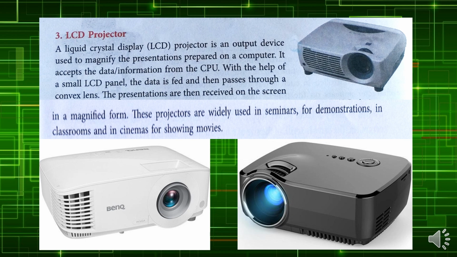Now let us talk about projector. An LCD projector is an output device used to magnify the presentation prepared on a computer. It accepts the data or information from the CPU. With the help of a small LCD panel, the data is fed and it passes through a convex lens. The presentation is received on the screen in a magnified form, that is, in a bigger form. Projectors are widely used in seminars, demonstrations, classrooms and in cinemas for showing movies.